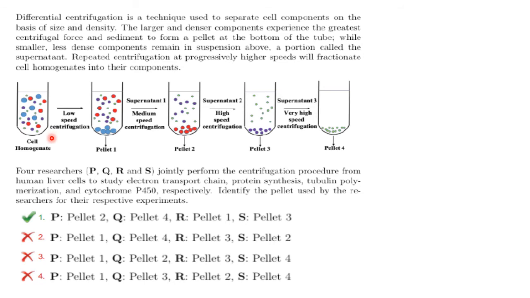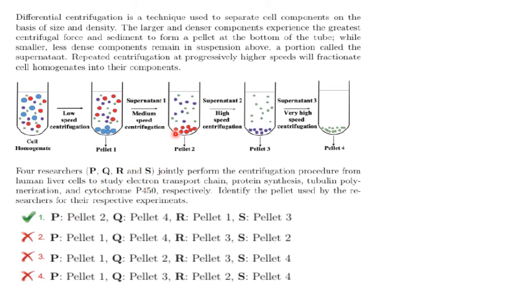So if you subject a cell homogenate to centrifugation, that is at low speed centrifugation, the denser and larger particles will settle down, that is pellet 1. So it can be whole cells, nuclei or even cytoskeleton. Then again you take supernatant 1 and subject it to medium speed centrifugation, you will get a pellet having mitochondria. Again if you take supernatant 2 and subject to high speed centrifugation, you will get a pellet containing microsomes and small vesicles. Again if you take supernatant 3 and centrifuge at very high speed, your pellet will contain ribosomes, viruses and large macromolecules. So based on this, we have to see which pellet each researcher is going to take.